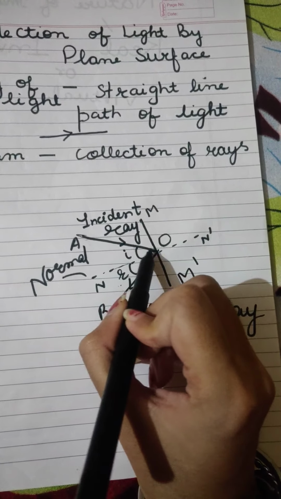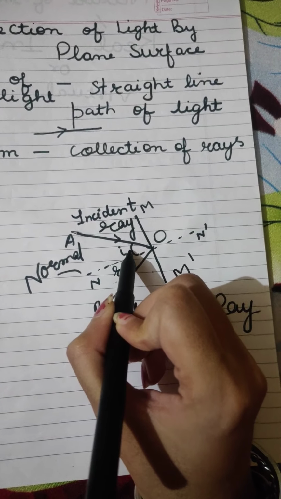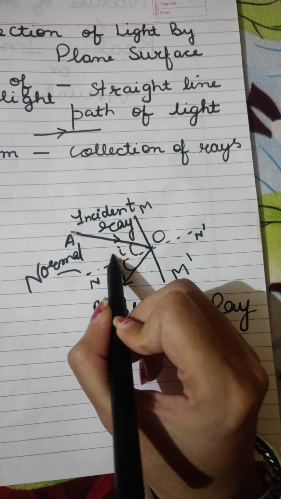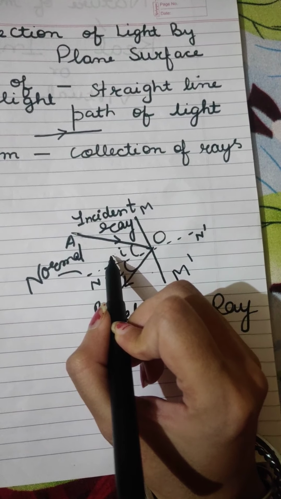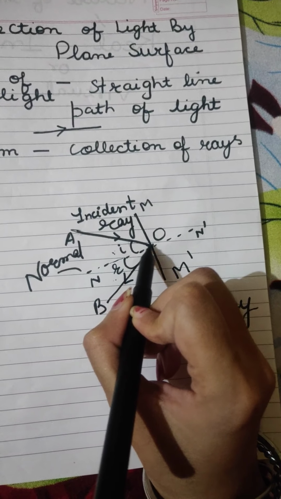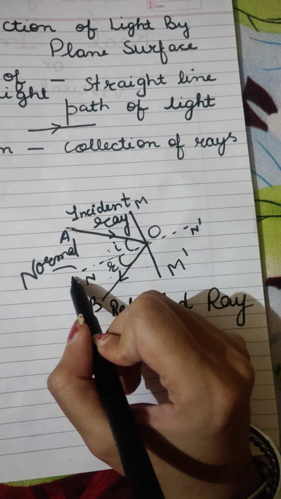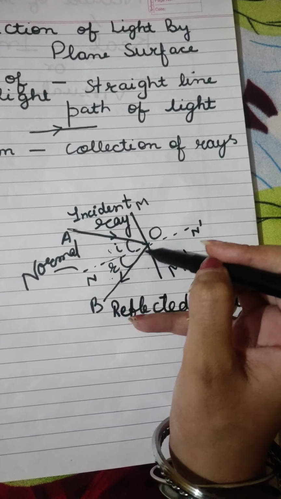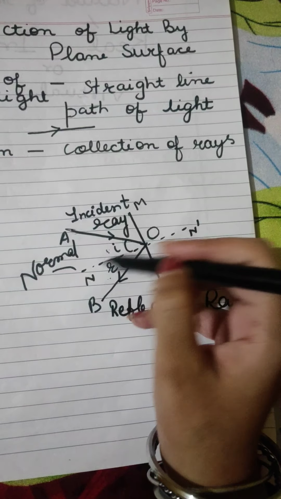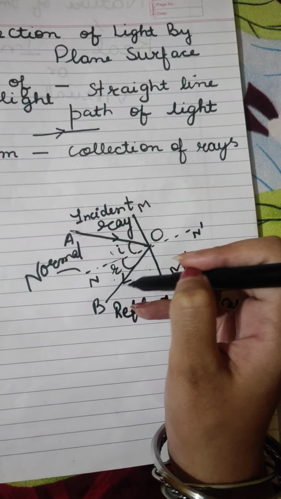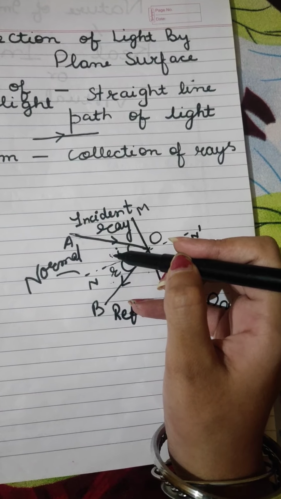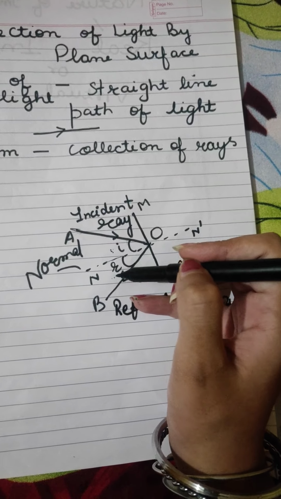See, this angle is made by this incident ray and this normal. I've named it I, that is the angle of incidence. So the angle which your incident ray makes with the normal is referred to as the angle of incidence, whereas the angle which your reflected ray makes with the normal is the angle of reflection, denoted by R. So I is the angle of incidence, R is the angle of reflection.